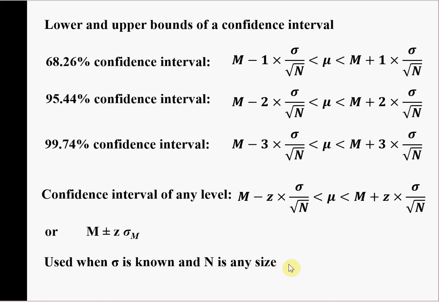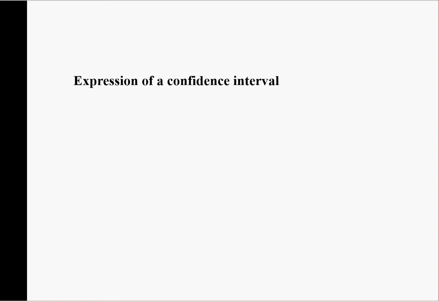Okay. One more thing before we look at one example here. How do we express a confidence interval? After you obtain the result, how do you express a confidence interval? There are three ways. First, you put the lower bound and upper bound in parentheses. The smaller number goes to the left, the larger number to the right. We always put the smaller value to the left, larger value to the right, separated by a comma.